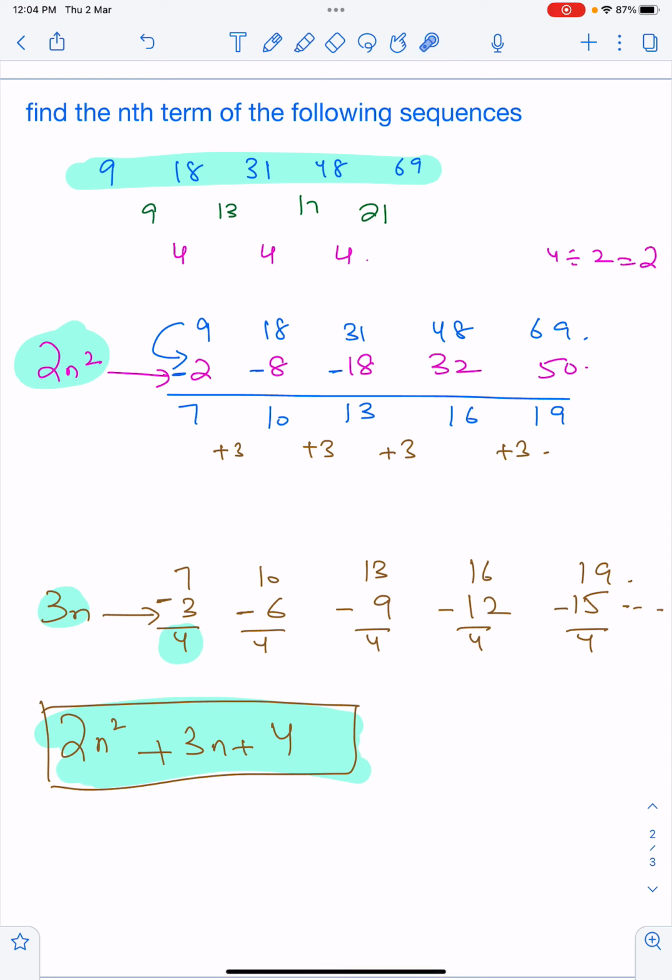In order to check, I'm going to plug in n as 1 and see whether I'm getting the first term of the sequence, and then I'm going to plug in n as 2 and see whether I'm getting the second term of the sequence. Okay, if n is 1, it's 2 plus 3 plus 4, which is 9. Okay, if n is 2, 2 times 2 square is 4, into 2 is 8, plus 3 times 2 is 6, plus 4, which is 18. Okay, so the first term is also correct, the second term is also correct.